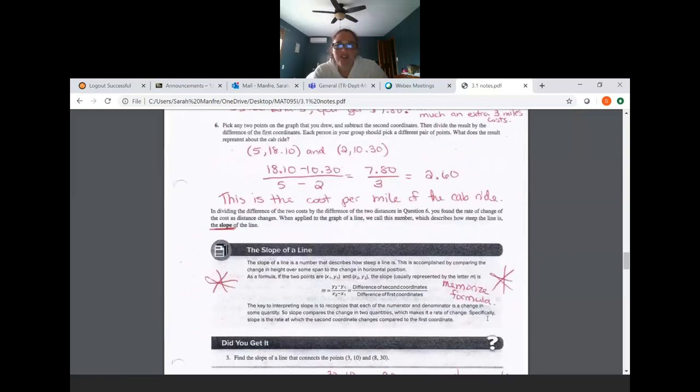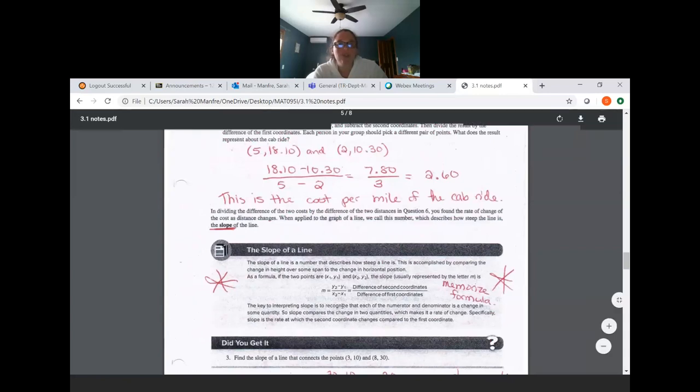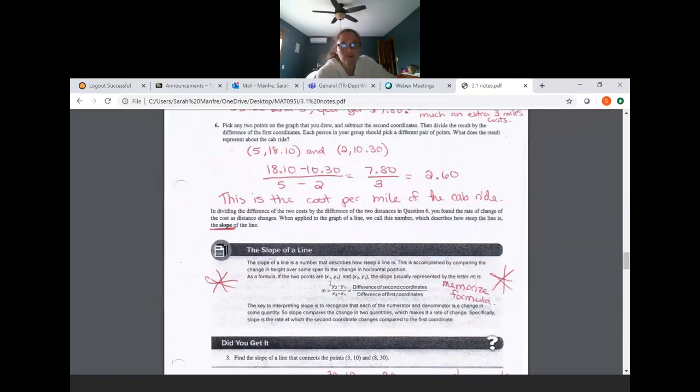Look down here. I starred this. Memorize this formula. You need to know this. This formula will not be given to you on tests or quizzes. You need to know that formula. Okay, it's a super important formula. You subtract the y's, divided by subtract the x.